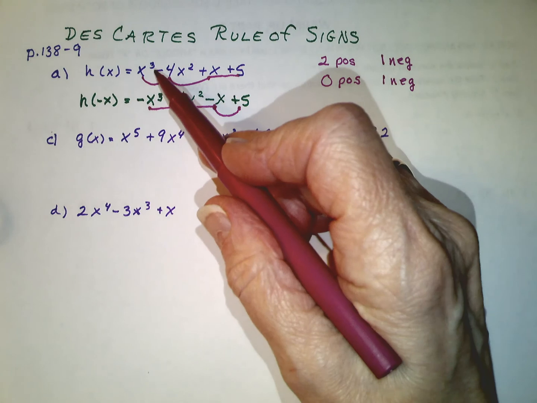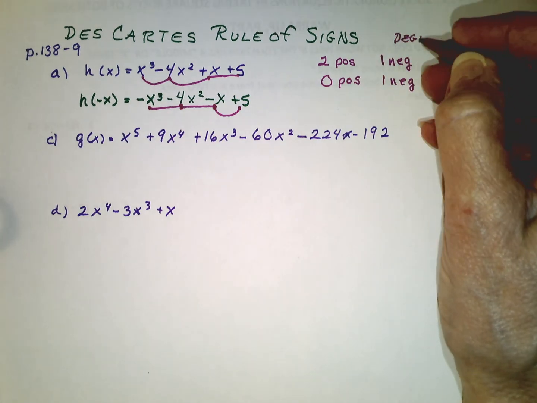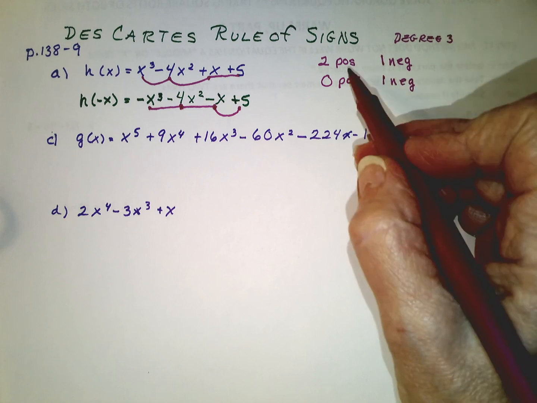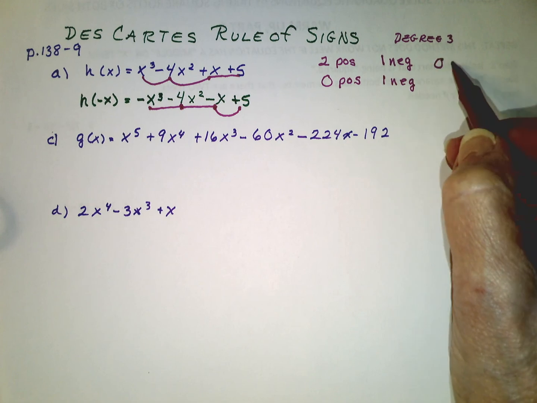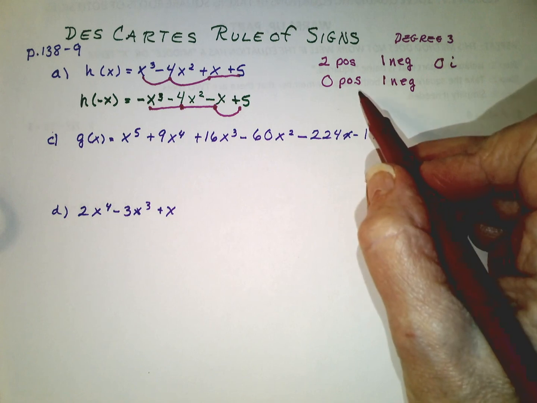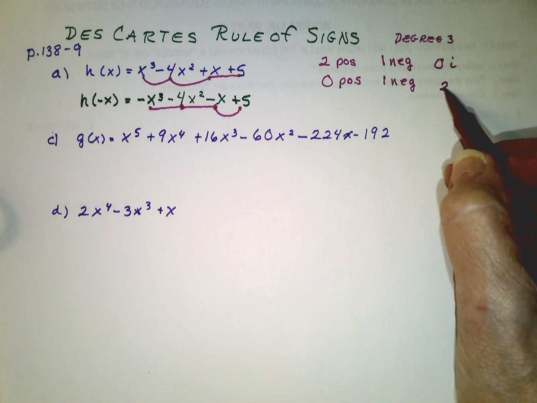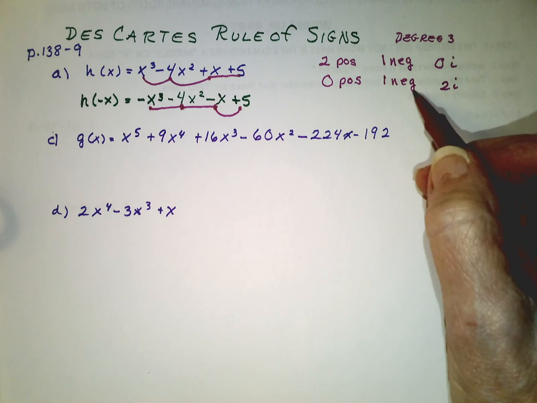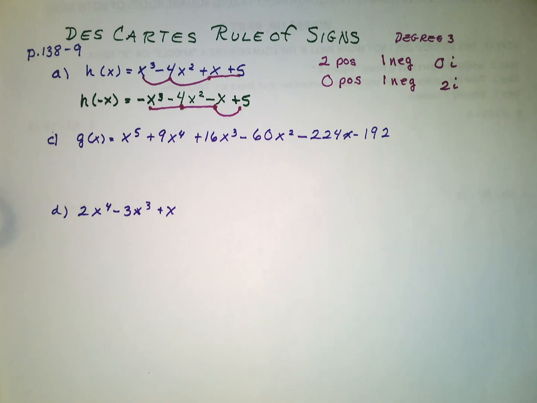Now this was originally a cubic, degree 3. So if we had 2 positive real roots and 1 negative real root, there wouldn't be any imaginary ones. But if we had no positive real roots and 1 negative one, there would have to be 1 pair of imaginary numbers out there, because the thing has to have 3 roots, even if some of them are imaginary.